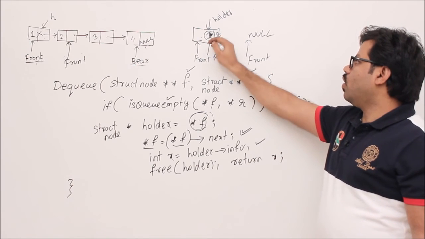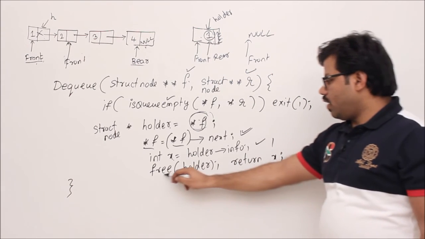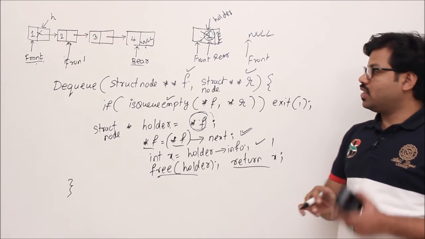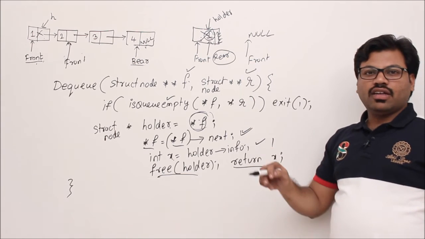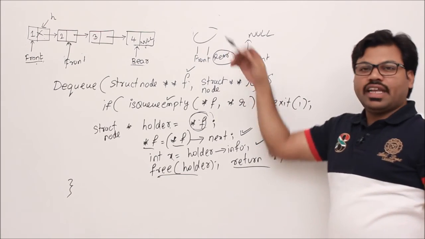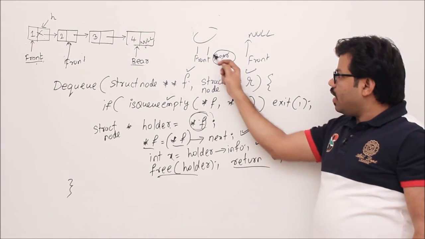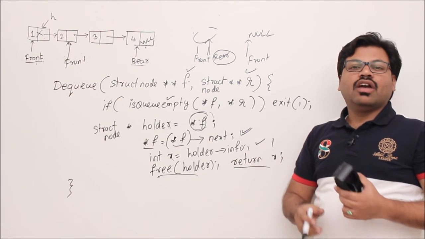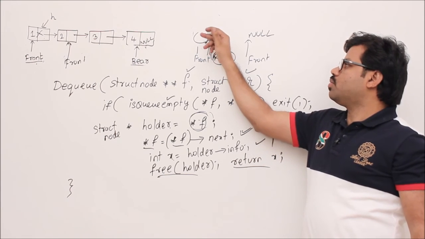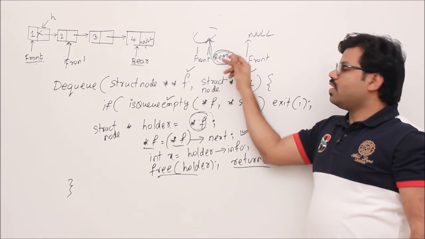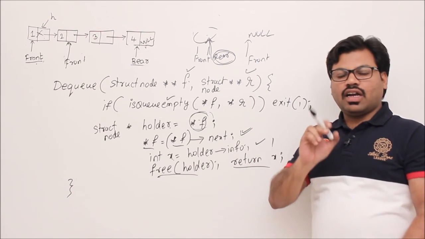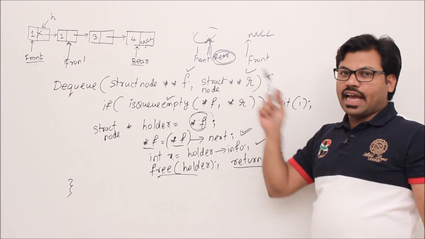After that, x equal to holder->info. Yes. This holder->info is 1. X will be 1. After that, free(holder). Perfect. We are going to delete it. After that, return x. Here is one serious problem you are facing: you have to update rear, correct? Still rear is thinking that it is pointing to the box you have deleted. That memory will be taken back by your compiler. Initially rear was pointing to this box, but if you don't update rear, it still thinks it is pointing to a valid memory box, but it is not valid. Already we have seen this problem. This is called the dangling pointer problem.